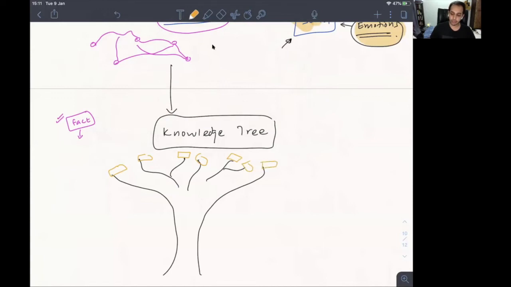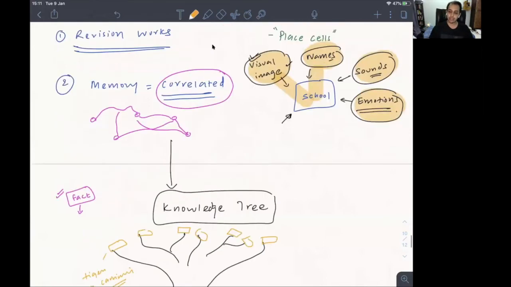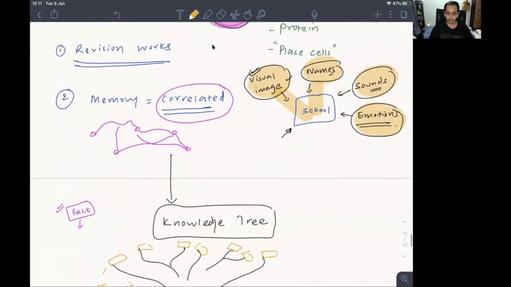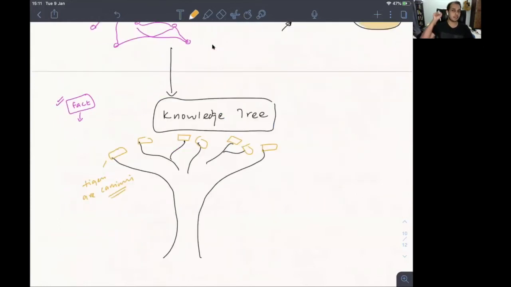Now you know that, for example, tigers are carnivores. You don't have to remember this. You already know it because at some point you have revised it so many times that that fact has run through your hippocampus so many times that it has now become your known knowledge. You already know it. You don't have to retrieve that information from anywhere.